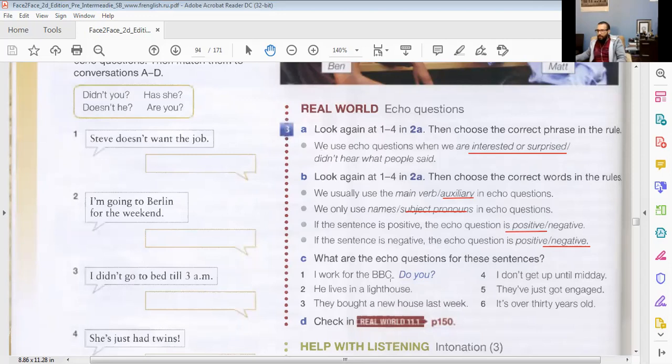All right, so I want you to think of echo questions for these sentences. So I'm going to read the sentence and you can make an echo question. I work for the BBC. Do you? This is the echo question. Number 2, he lives in a lighthouse. Does he? Correct. They bought a new house last week. Do they?